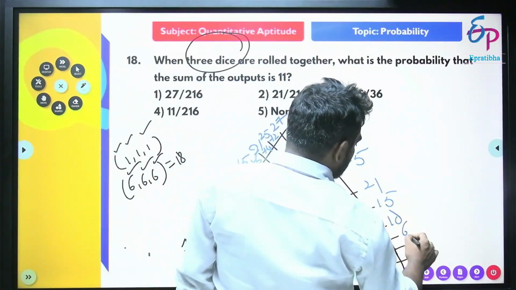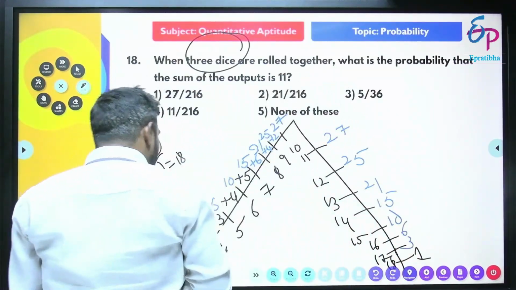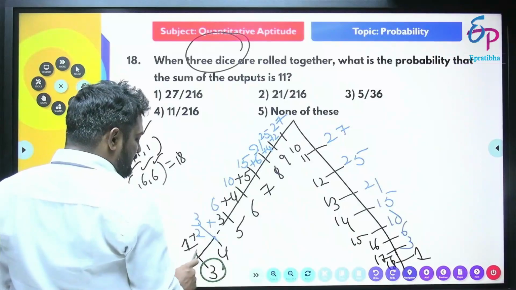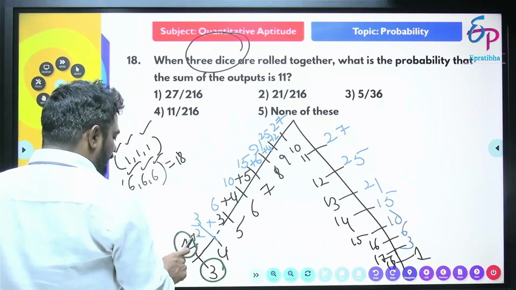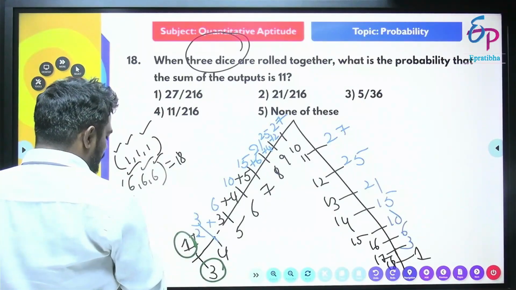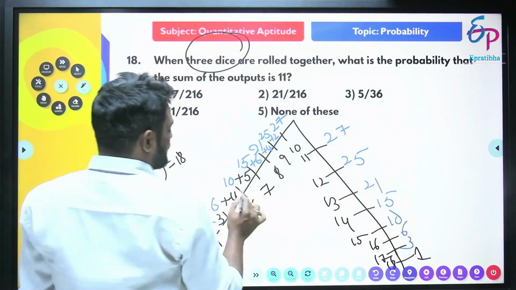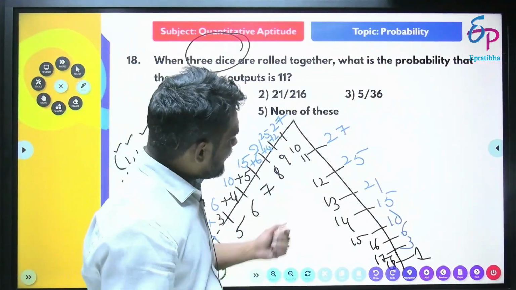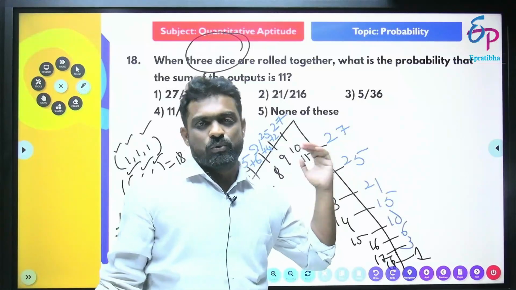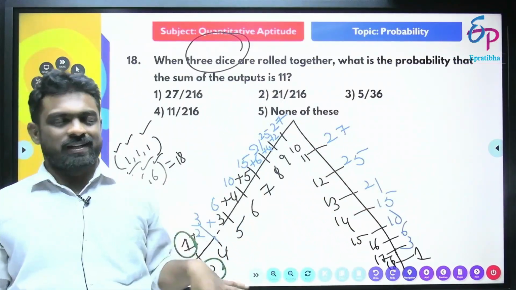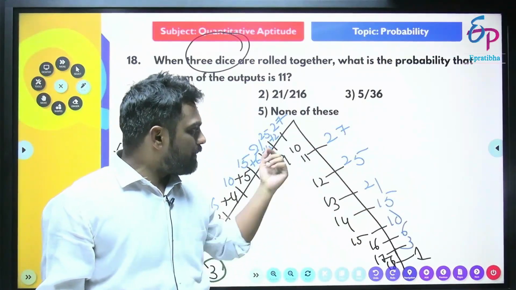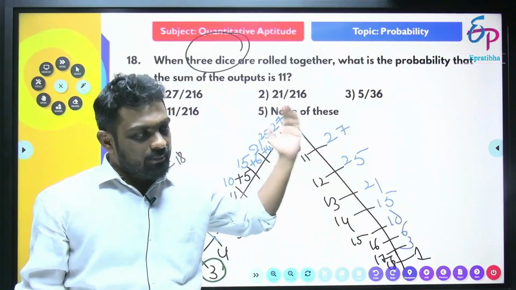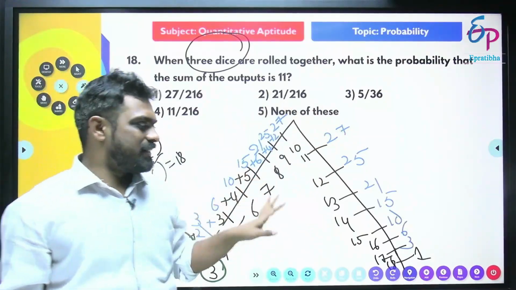6, 3, 1. When we get the sum 3, it is 1 time. Total outcomes are 216. When we get the sum 6, it is 10 times, so 10 by 216 is the probability. When we get the sum 13, 21 times, 21 by 216. Whenever we get the sum 11, 27 times, 27 by 216. Like this.